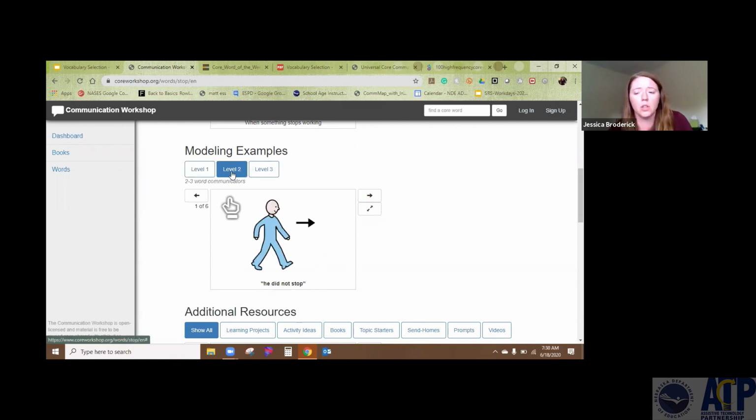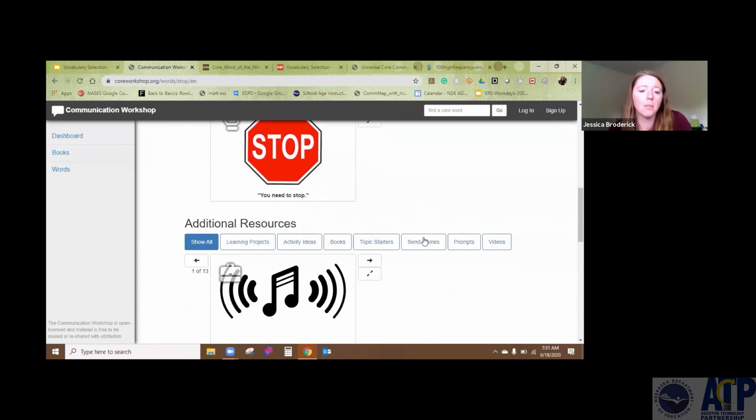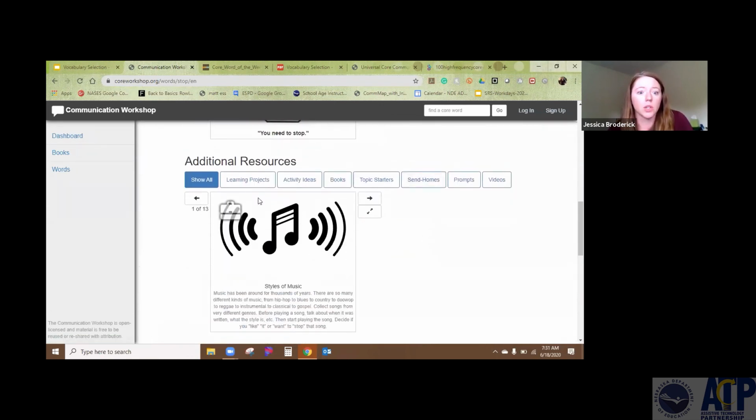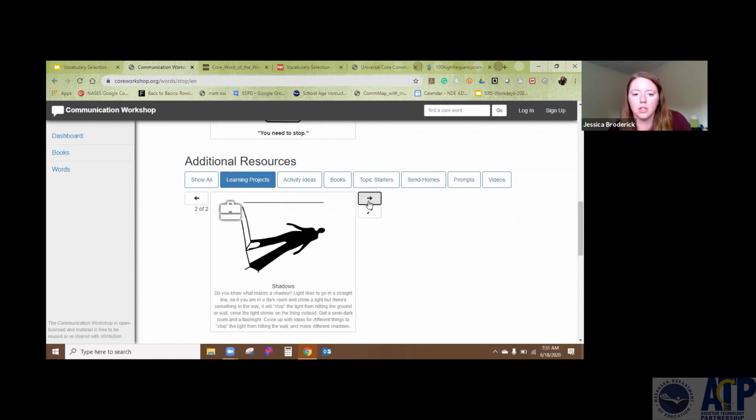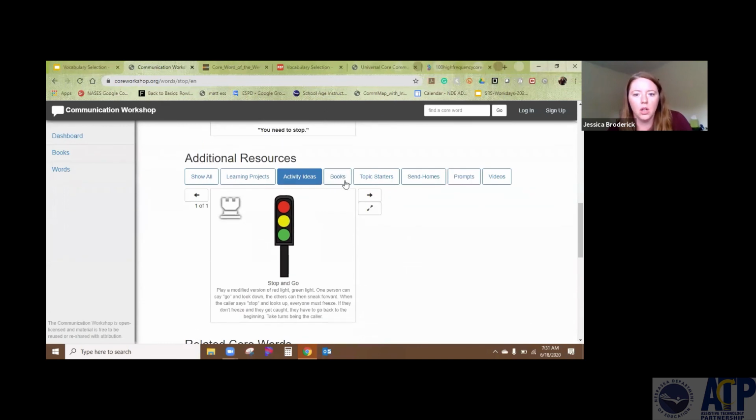And then a level 3, so your student is using 2 to 3 words. And here's what you can say: he did not stop, we can stop, will you stop? And then same thing if your student's using 4 or more words, here's what you could say. And you can see that these model some more grammatical structures and things like that. And then there are all these kinds of resources. So there are learning projects. So here's an idea of how you might be teaching or a project you can do with stop. Here's activity ideas. So stop and go.